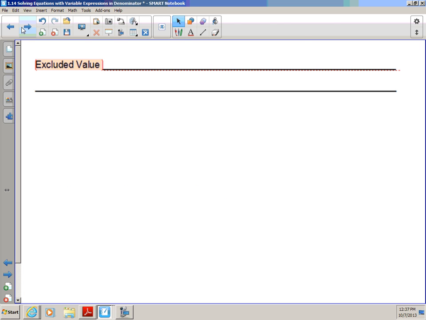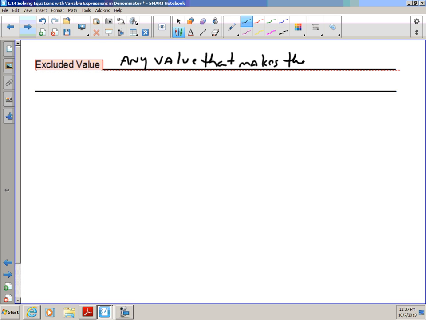So the definition of an excluded value is any value that makes the denominator 0, which makes the fraction undefined.